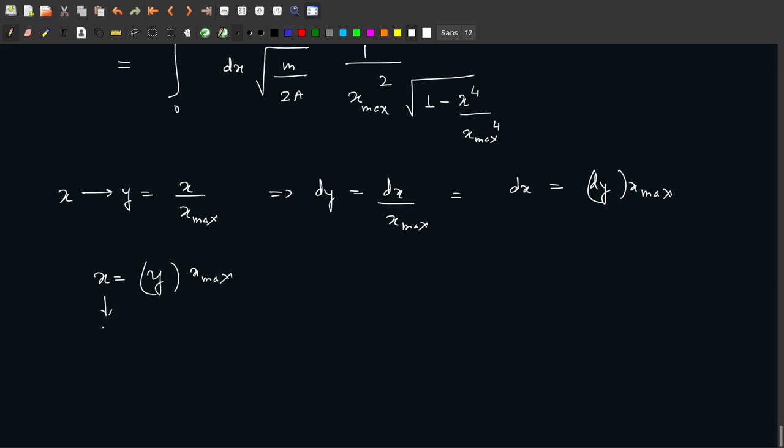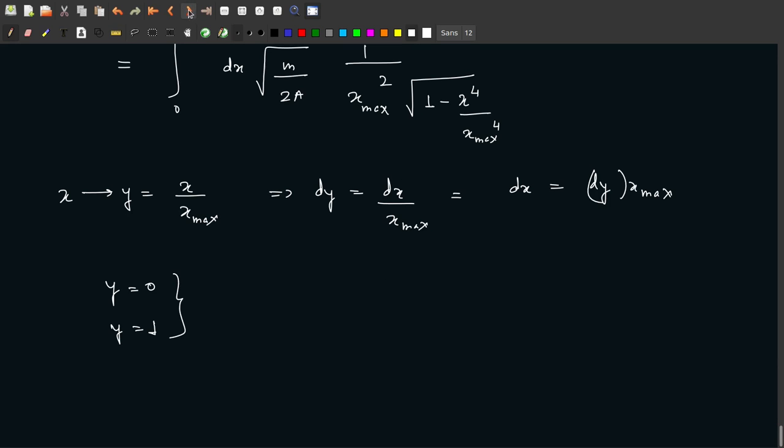So when your x assumes the value 0, y is also equal to 0, and when your x assumes the value of x max, y is equal to 1. So these are now the limits of integration.